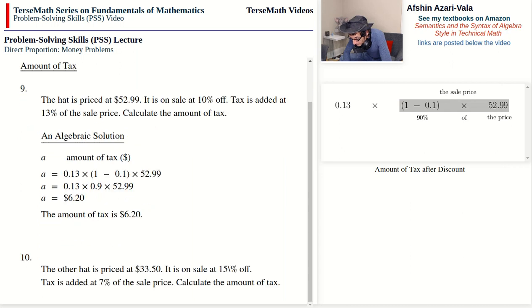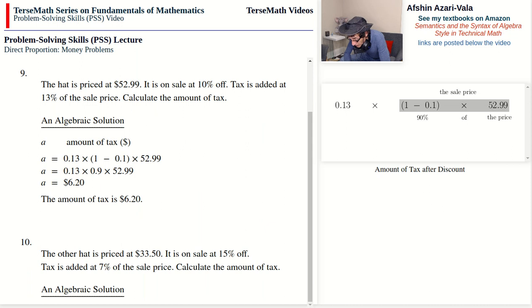Okay, problem 10. The other hat is priced at $33.50. It is on sale at 15%, and I'm not quite sure why we have the backslash here. There we go. Let me see if I can fix the problem here. There we are. Okay, so the other hat is priced at $33.50. It is on sale at 15% off. Tax is added at 7% of the sale price. Calculate the amount of tax.